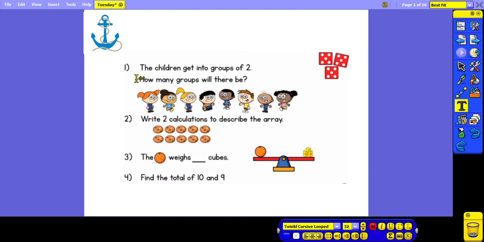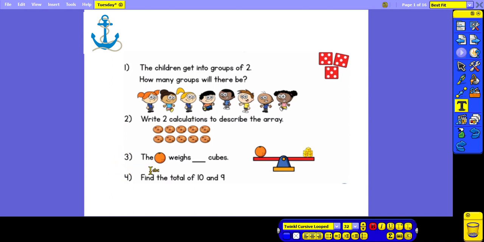So question one says the children get into groups of two. How many groups will there be? For this one, think about circling the children in twos and then count how many groups there are. Question two says write two calculations to describe the array. For this question, you are writing two different repeated additions. Look at your columns and rows and think about two different calculations that you can write down.